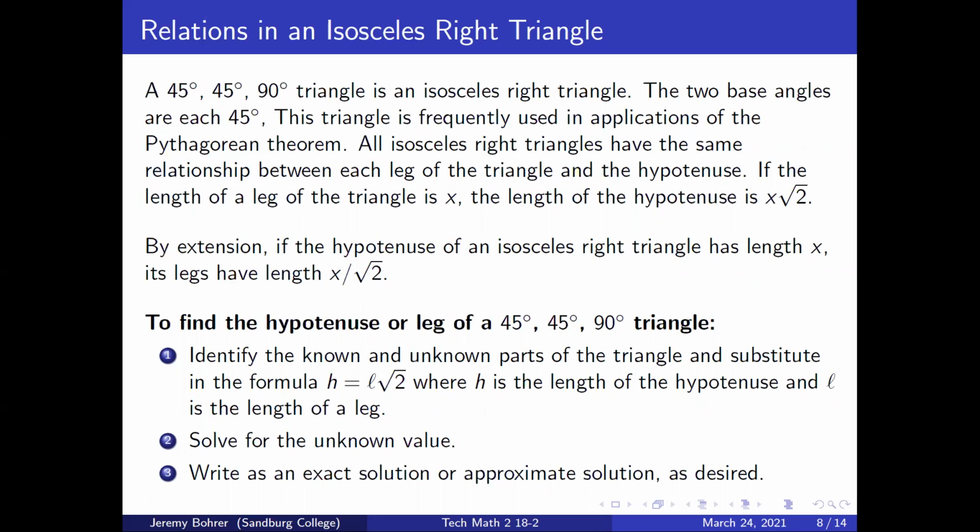By extension, if the hypotenuse of an isosceles right triangle has length x, its legs have length x divided by the square root of 2. To find the hypotenuse or leg of a 45, 45, 90 triangle, identify the known and unknown parts of the triangle and substitute in the formula h equals L times the square root of 2, where h is the length of the hypotenuse and L is the length of a leg. Then solve for the unknown value and write as an exact solution or approximate solution as desired.